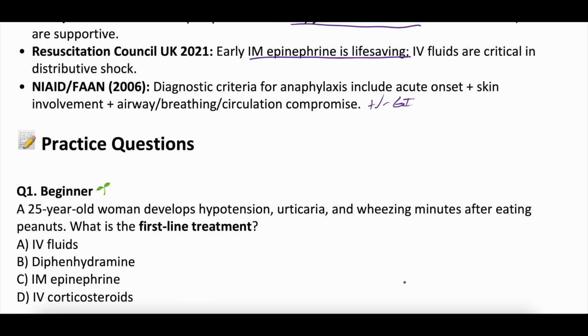So beginner, a 25-year-old woman develops hypotension, urticaria, and wheezing minutes after eating peanuts. What is the first line treatment? A, fluids. B, diphenhydramine. C, intramuscular epinephrine. Or D, intravenous corticosteroids. Pause here if you need time. But hopefully this one is some low-hanging fruit.